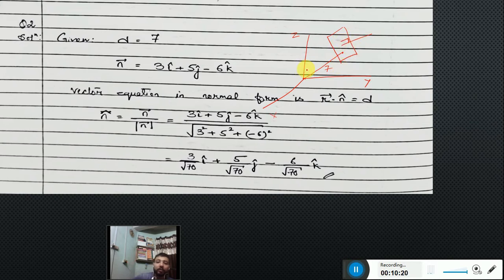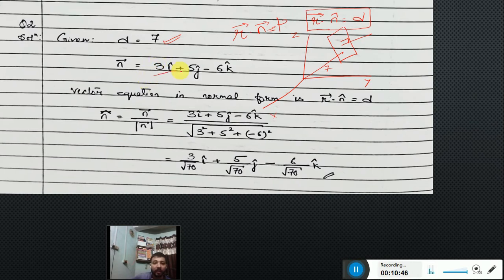So if we have the distance from the origin and we have the normal, then we know our form: r vector dot n cap equals p. This is our equation of the plane, right? Or in other words, this is n cap equals d. We can say both of them are the equation of the plane, right? So we will prefer to write this one. Okay, now distance from the origin is given to us as 7.